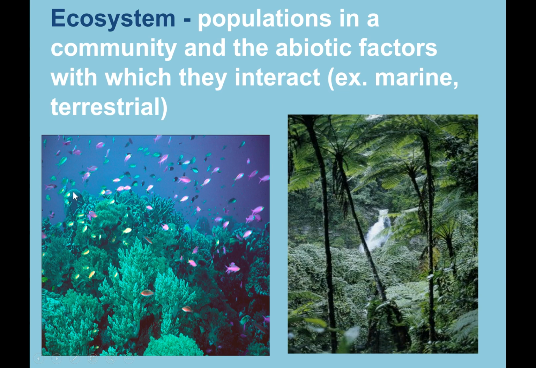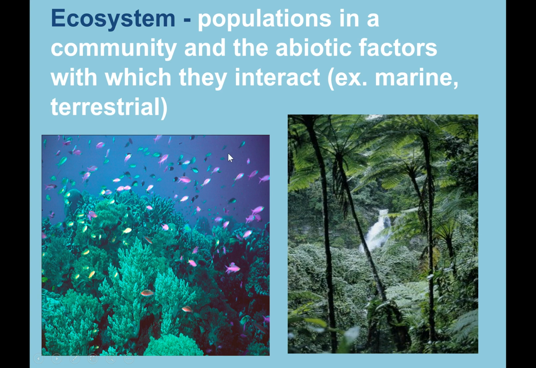So you can have terrestrial ecosystems, which are on land, like this picture here. You can also have marine ecosystems, like this picture here. And you can see in these two pictures that there are both living and non-living things that make up the pictures. So let's look at this one, for example, here.